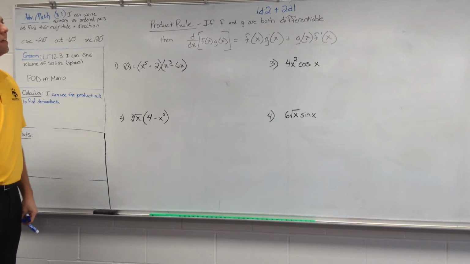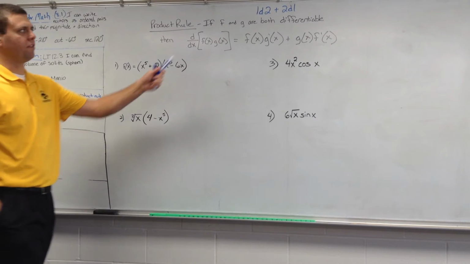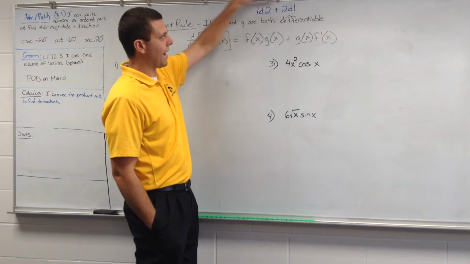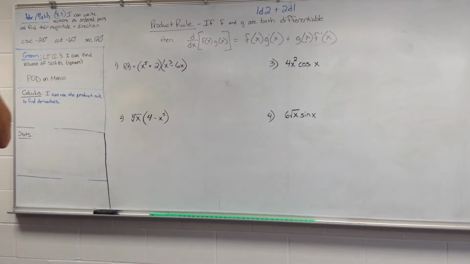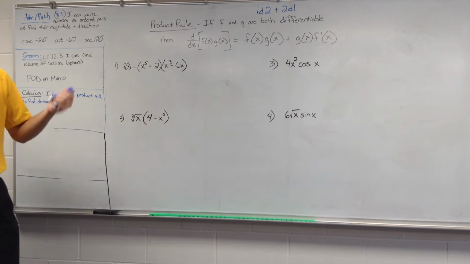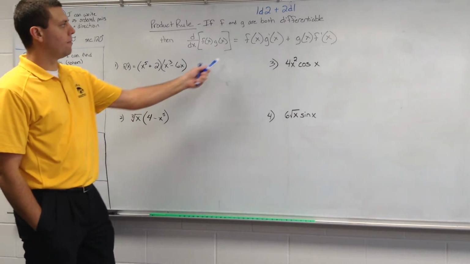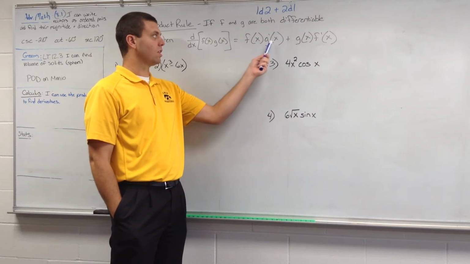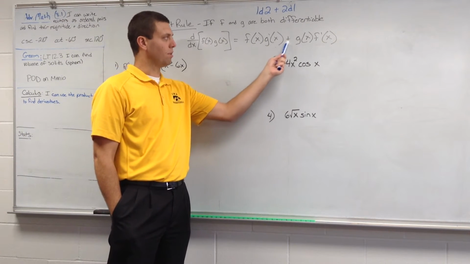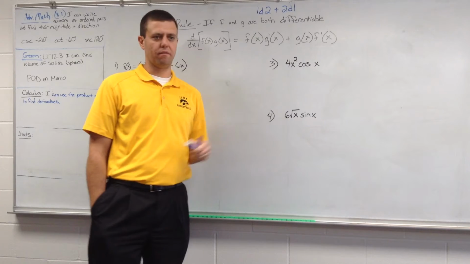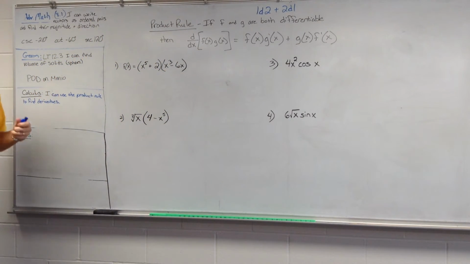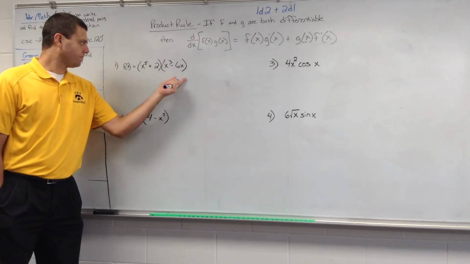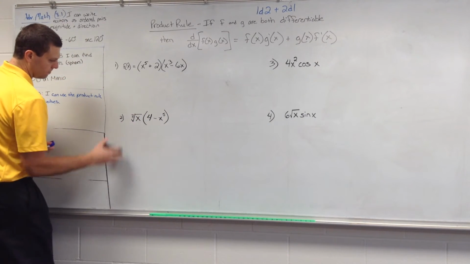So that was kind of just a little way I had of memorizing the product rule. 1d2 plus 2d1, and that's probably what you'll use too. The first function times the derivative of the second, plus the second function times the derivative of the first. So I'll do a couple examples with you. Here's our first one.